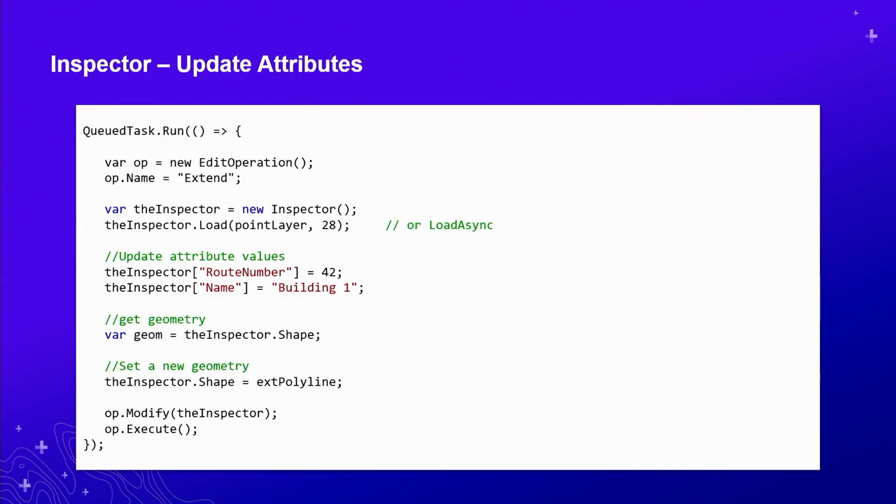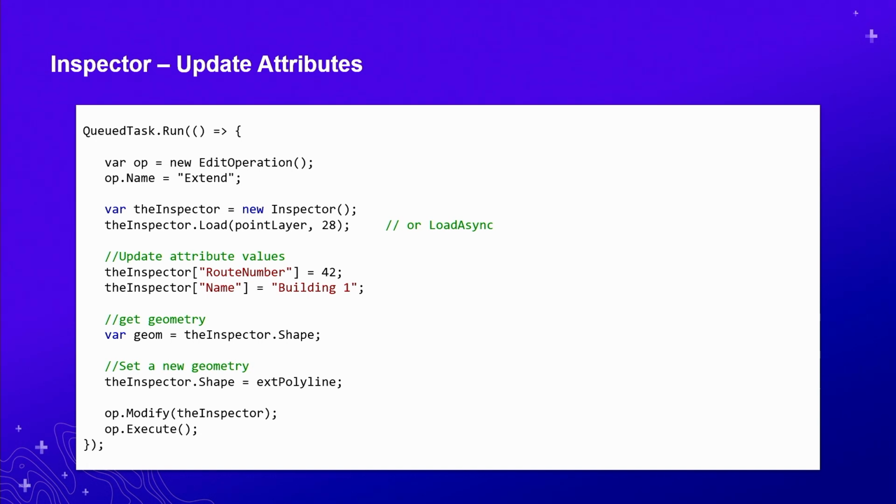Typical usage, example here, QTask run, edit operation, we create a new inspector, we've loaded in with point layer number 28, the OID. We then say the room number is 42 and the building name is building 1. The geometry line, we're getting the geometry, so we're saying inspector.shape, get the geometry from that particular feature. We might use it somewhere else, or in this case we're just setting the geometry of that feature to something else. So it might have extended a feature or did a buffer on it, or who knows what. So now we just say the inspector.shape equals the new geometry.